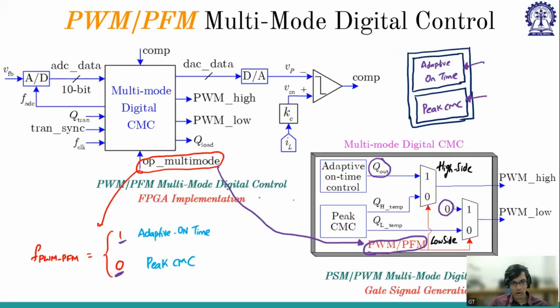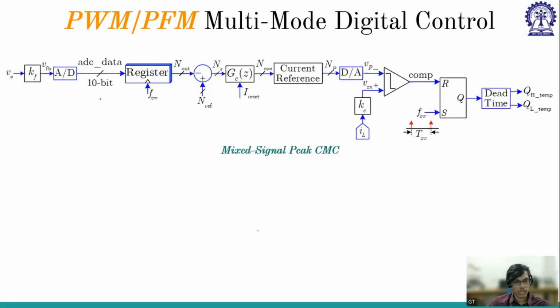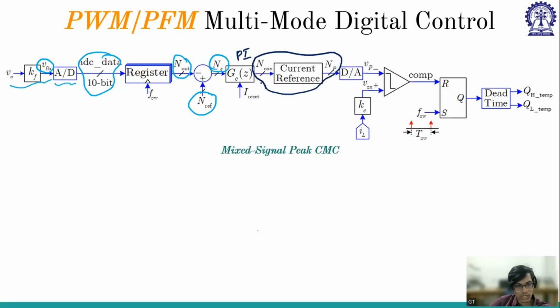Now let us go into the architecture. In the architecture, we have V0 coming to V feedback, then going to the ADC, giving 10-bit ADC data, then N out subtracted from N reference, giving NE. Again, the GC of Z here is a PI controller because it is current mode control. Then we have the current reference block to put the saturation limit and convert from 2's complement to offset binary. Then it goes to the DAC, compared with the inductor current comparator, then the SR flip-flop, then Q. So this is the mixed signal peak current mode control.